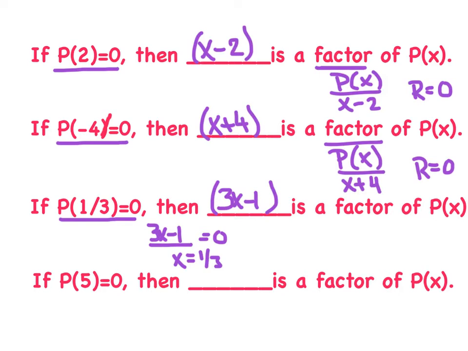And last but not least, let me modify this. I want to say not equal. What if I told you that p of 5 was not equal to 0? Then you could say x minus 5 is not, I repeat, not a factor of p of x. So again, we'll repeat that. If p of 5 is not equal to 0, then x minus 5 is not a factor of p of x.